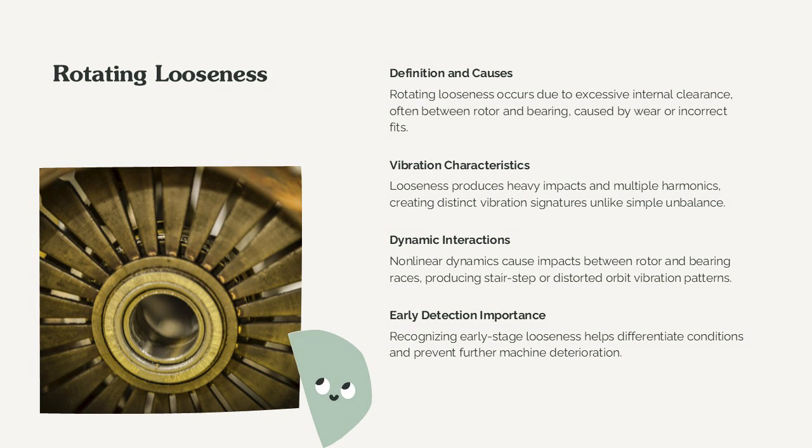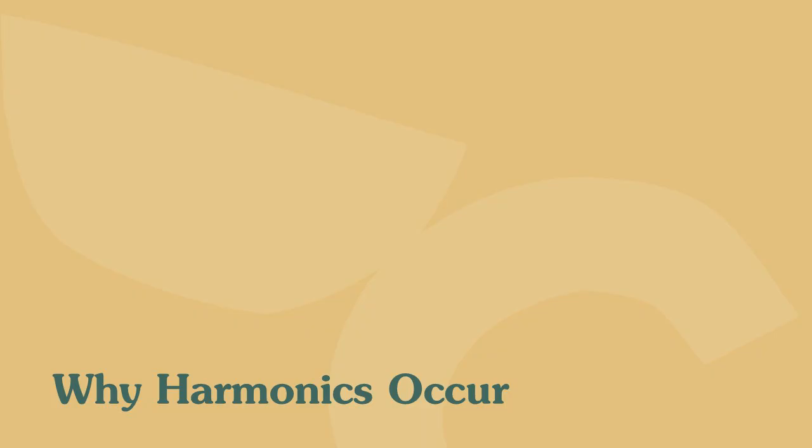This content covers common causes, including worn bearings, incorrect fits, and shaft flexing under load. These insights prepare the analyst to recognize early-stage looseness and differentiate it from more severe looseness conditions that may develop as the machine deteriorates. Why harmonics occur.